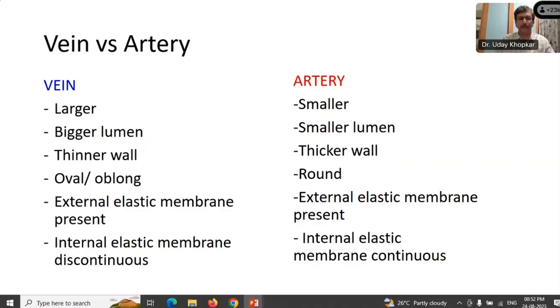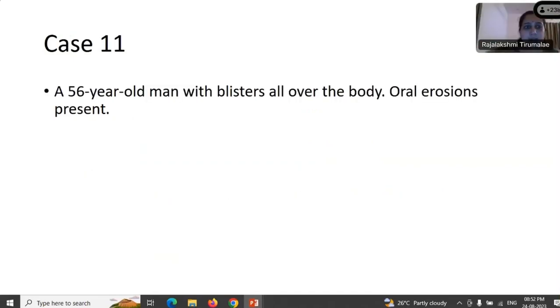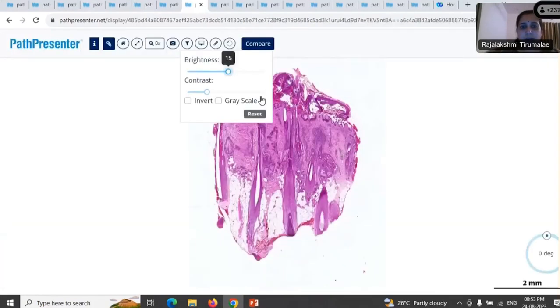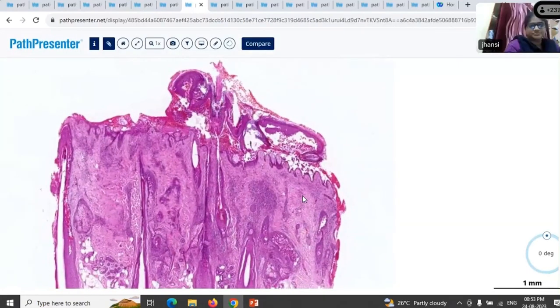Okay. Thank you, sir. We'll move on to case number 11. A 56-year-old man with blisters all over the body and presence of oral erosions. So we'll move to this case. Who will take this? Jansi, do you want to take this? Yes, ma'am.